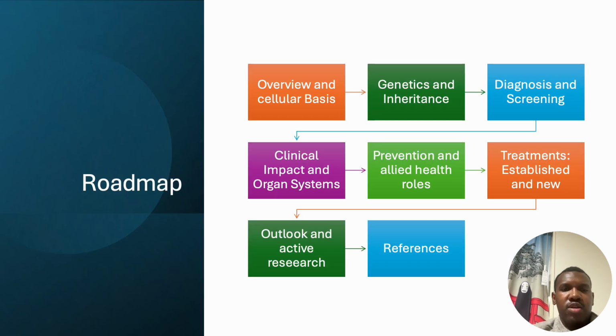Here's the plan for our session. I'll begin with a brief overview, then we'll move into the genetics and the cellular biology of sickle cell disease. From there, we'll look at how the disease is diagnosed and what the clinical features look like. I'll highlight the prevention strategies and the critical role allied health professionals play. After that, we'll cover current treatments and the exciting new gene therapies that are changing the landscape. Finally, we'll wrap up with the outlook and the references.